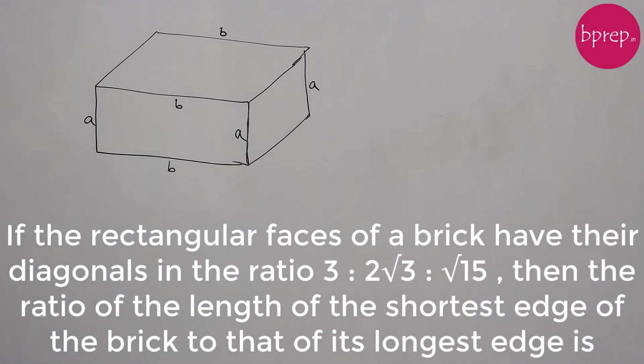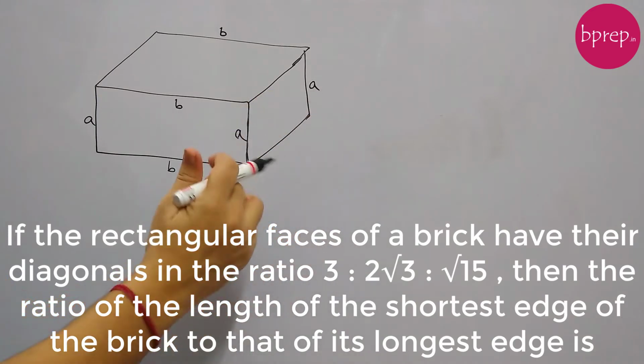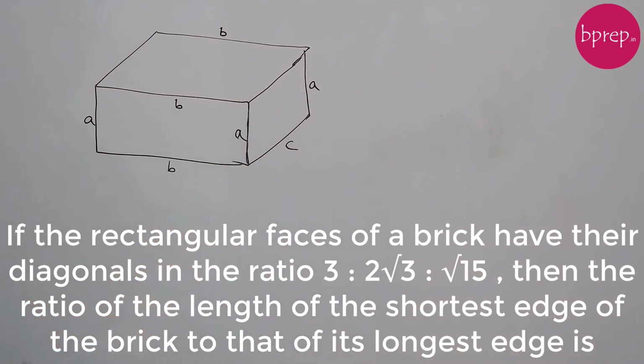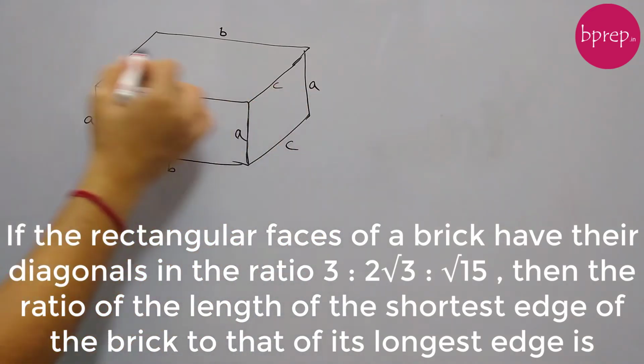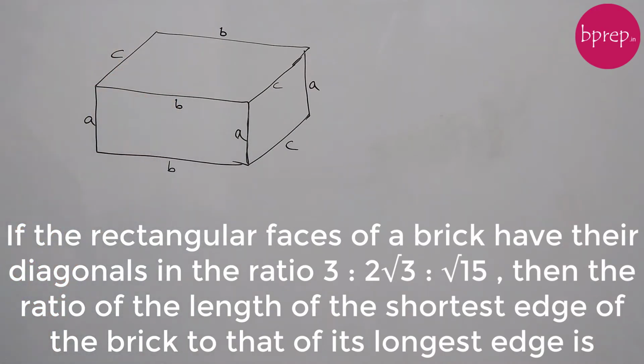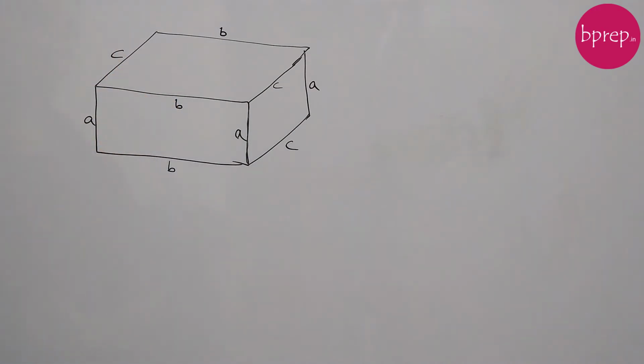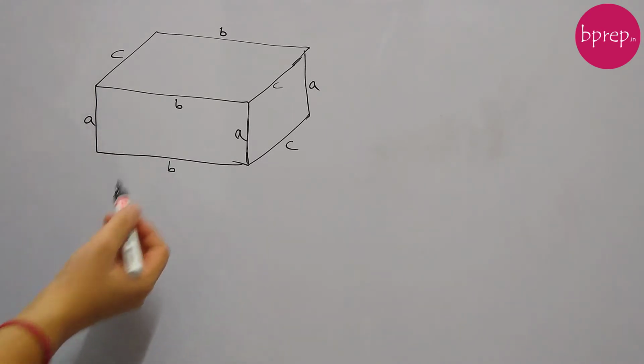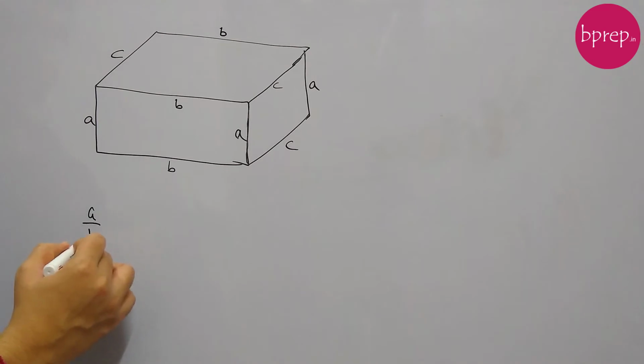Okay. Now the third dimension in this brick is this, which is left. Let's say this is C. So this will also be C and this will also be C. So now we have all the dimensions of this brick. We need to find out the ratio of shortest edge to the longest edge. So just so we don't miss it, we need to find out A by B. Let's keep it here.